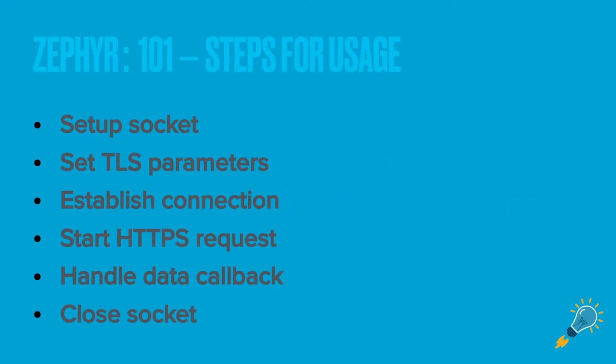Here's the steps or the process here. We're going to be setting up a socket. We're setting up TLS, establishing a connection, a secure connection, I should say. We set up a request, and then we're going to send that request over, handle any data that comes back through a callback, and then close the socket.